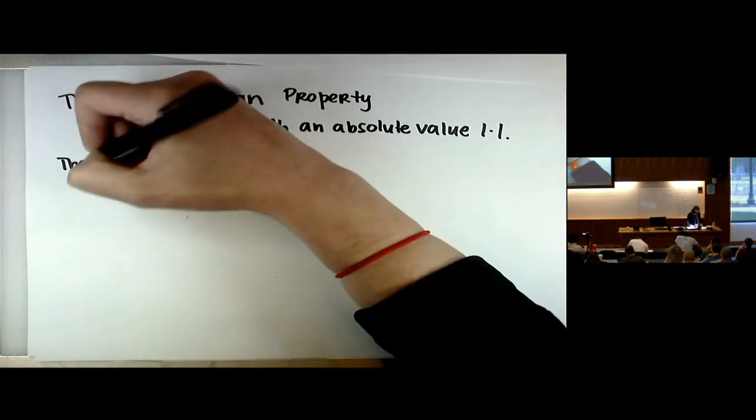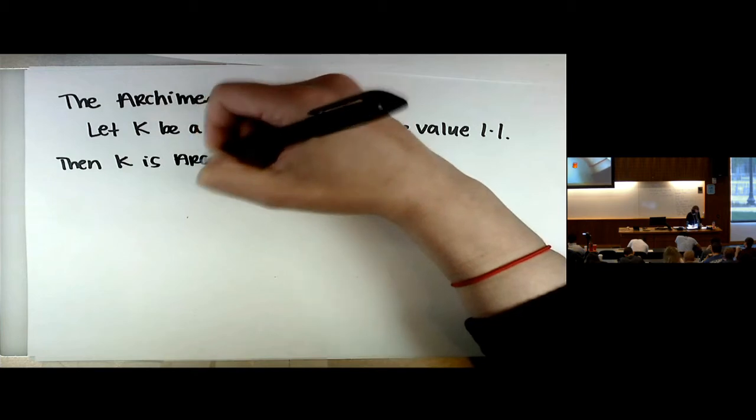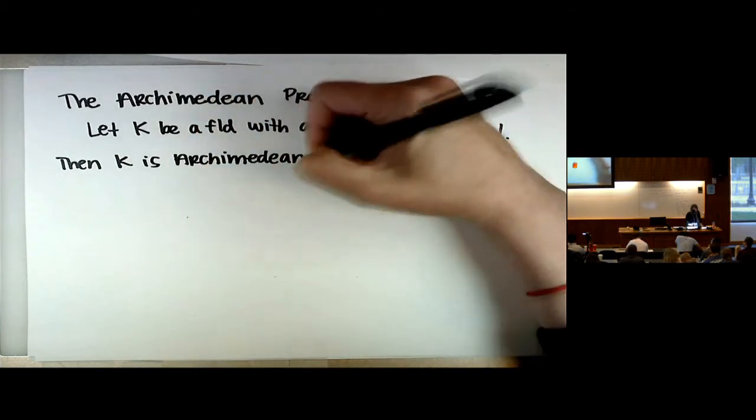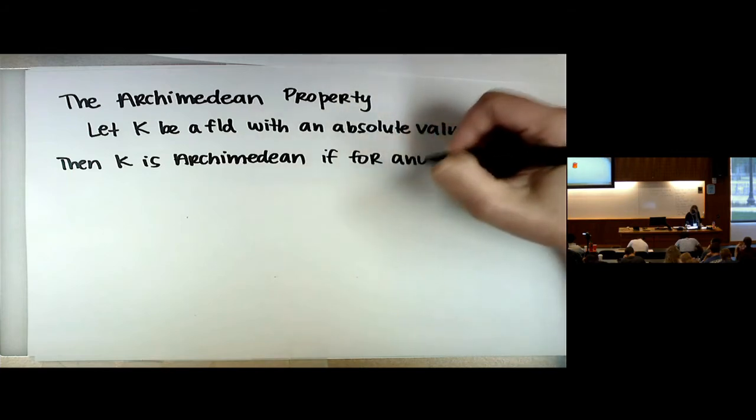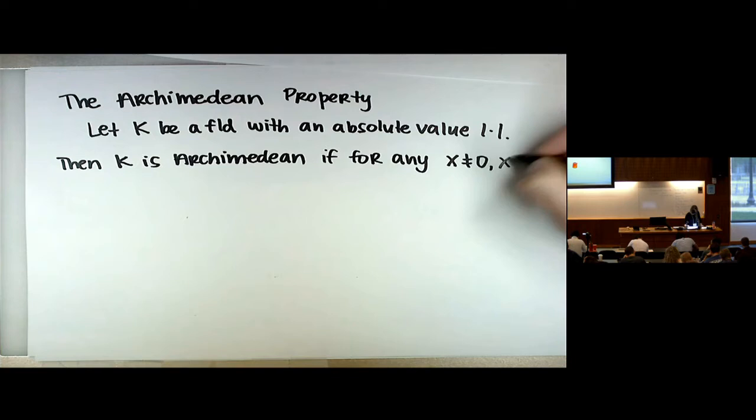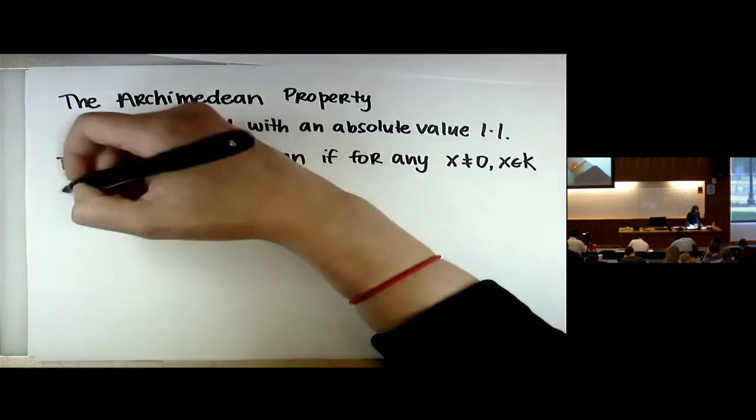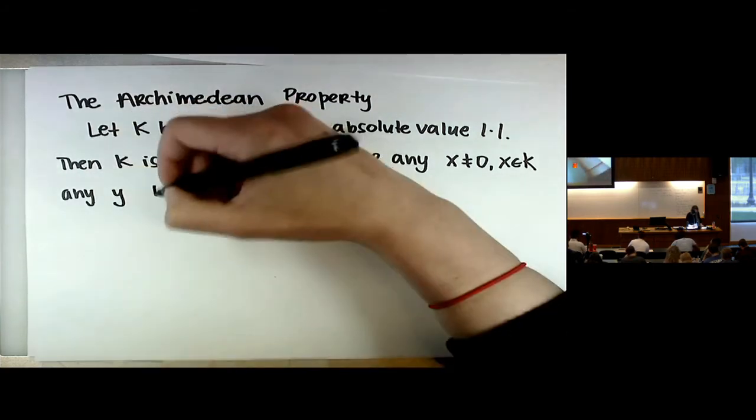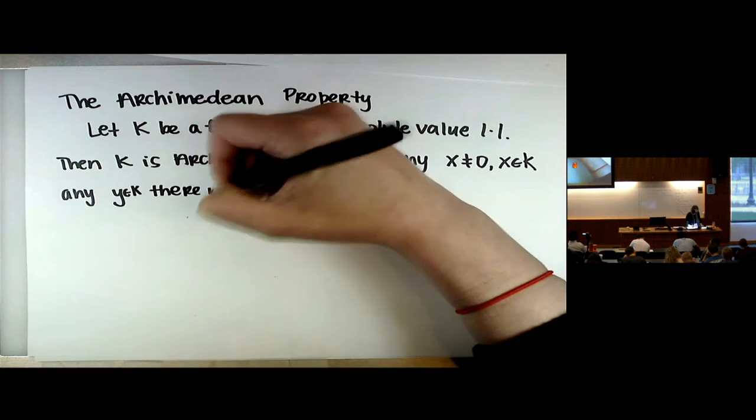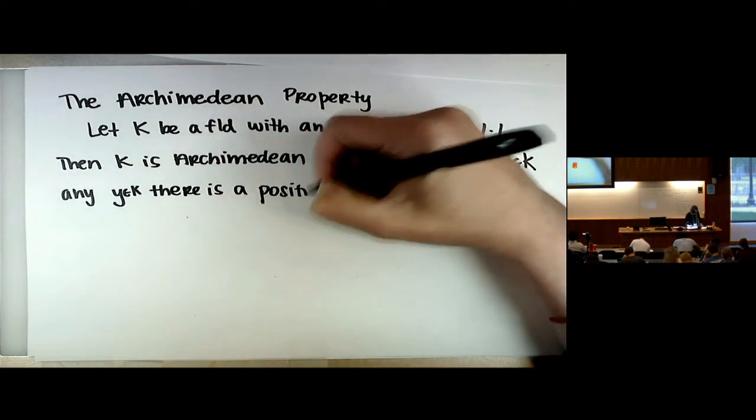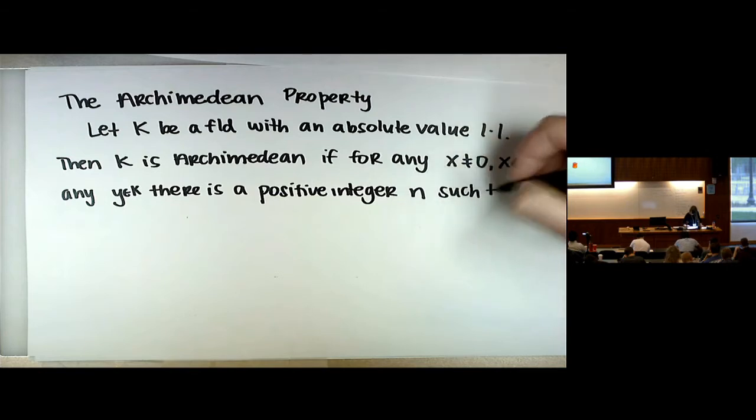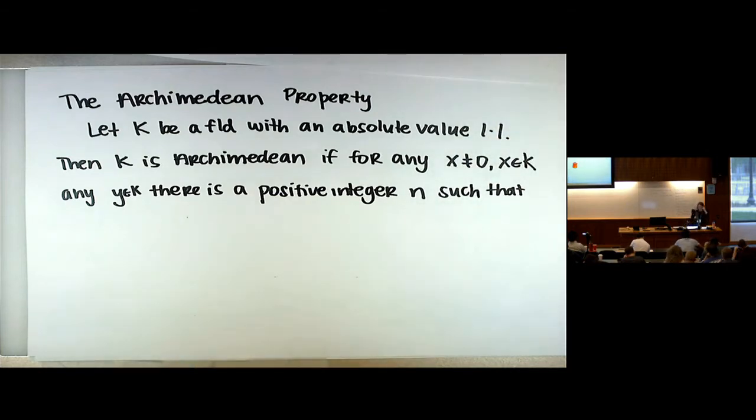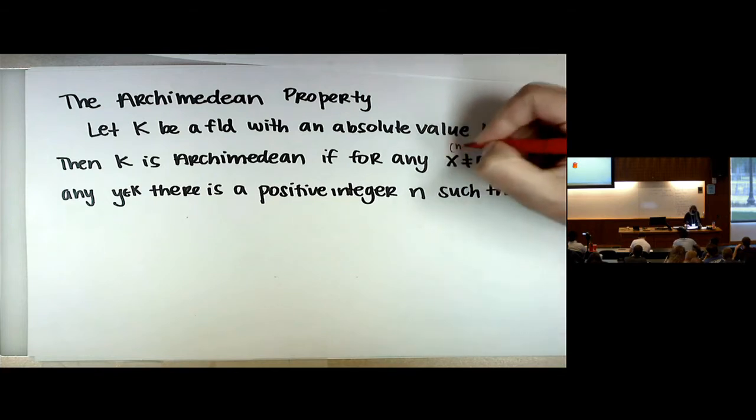Okay, then K is Archimedean, or has the Archimedean property, but this is shorter to write, if for any x that's not 0, with x in the field, and any y, again in the field, there is a positive integer n such that, okay, so what I'm thinking, and I didn't write it down, is that in your heart, you should think of x as maybe no matter how small.